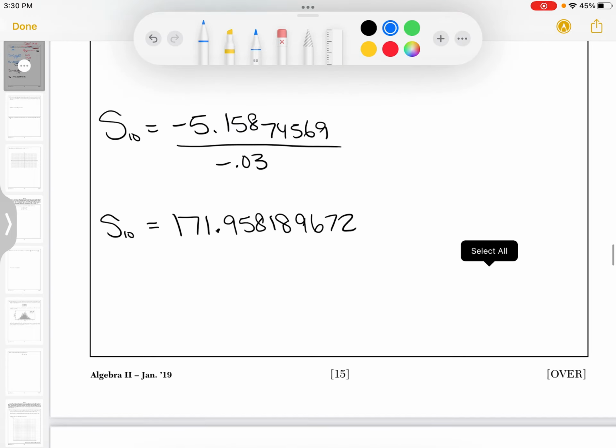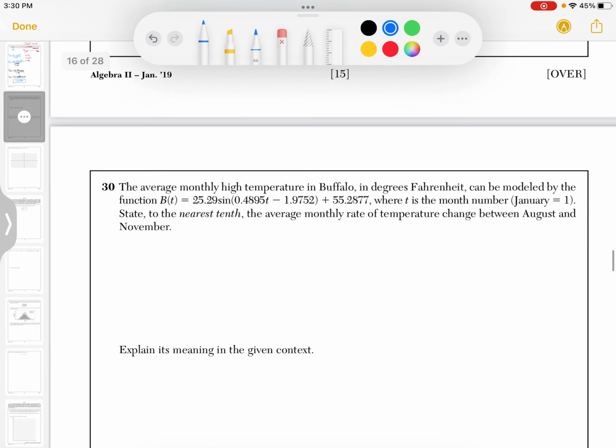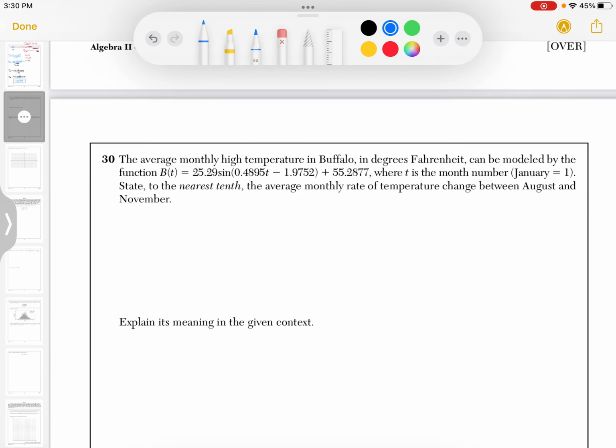Nearest thousandth is 3 places after the decimal point. So 177 point, this is 958. I go 3 digits out, and then you look at that 4th digit. It does not have enough power to bump that up, so this is going to be my final answer. All right, on to the next number.